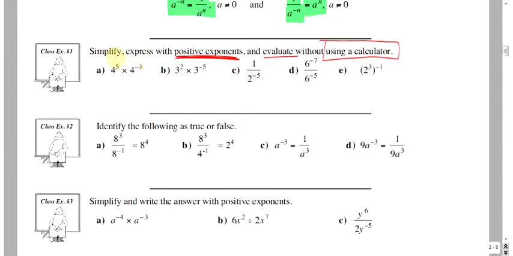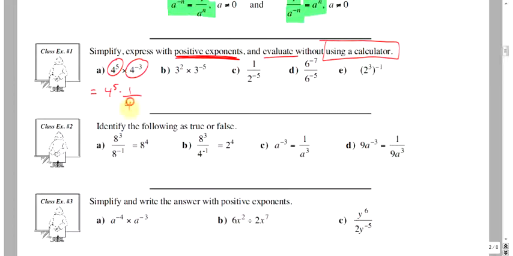Okay, now, we got choices. I'm going to do this 2 ways. First, I'm just going to make that positive, okay? So I have 4 to the 5. He's already positive. He's happy. Leave him alone, okay? This guy's not happy. He's really negative. How do I make him positive?